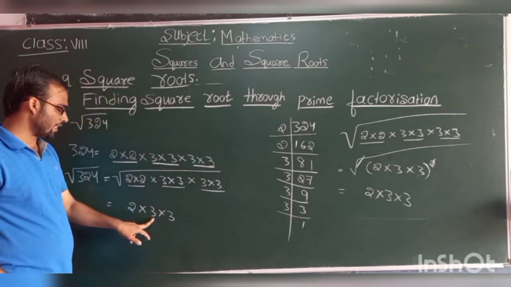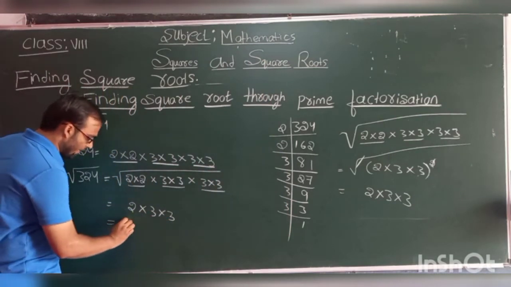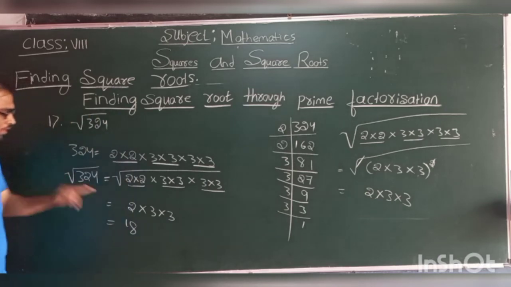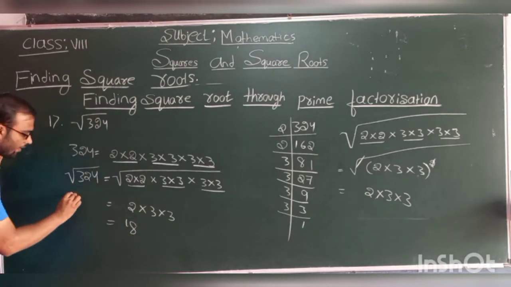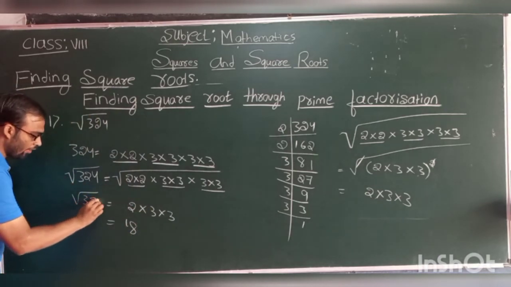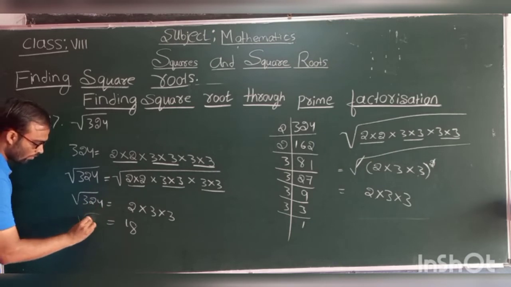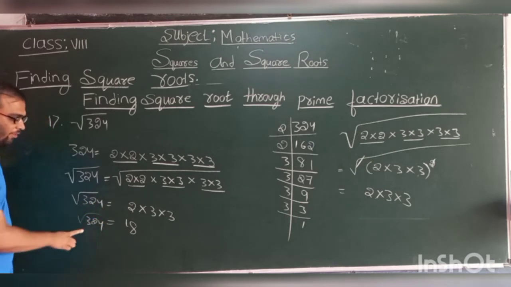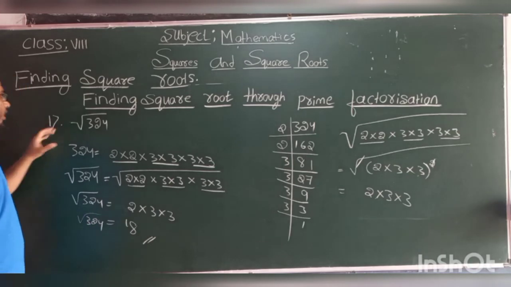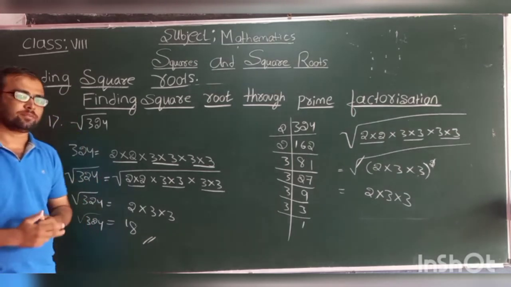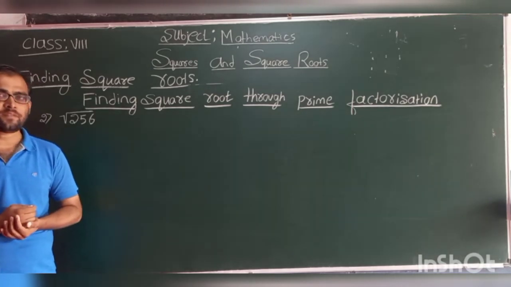2 3s are 6. 6 3s are 18. Okay. So 2 3s are 6, 6 3s are 18. So the square root of 324 is what? 18. Okay. The square root of this one is what? 18. Students, now we'll find the square root of 256.